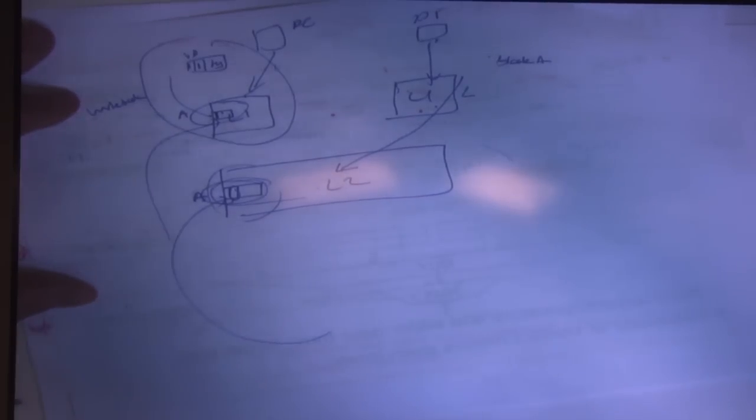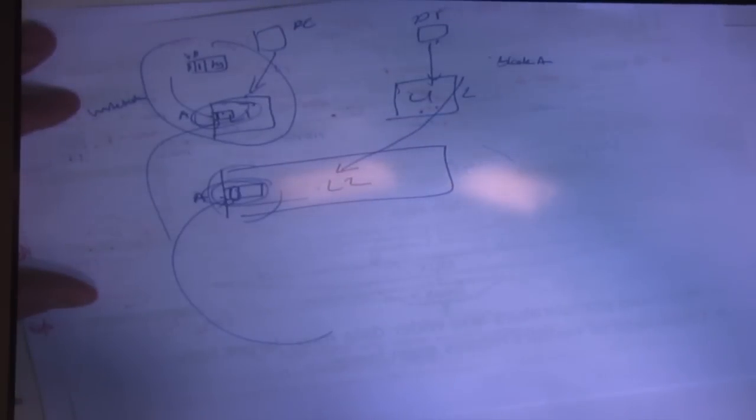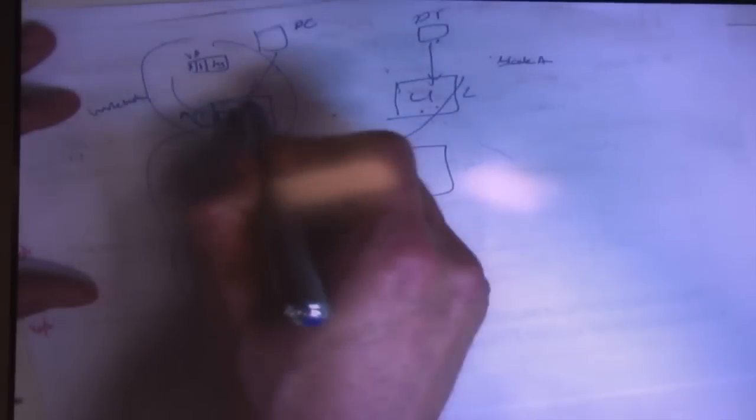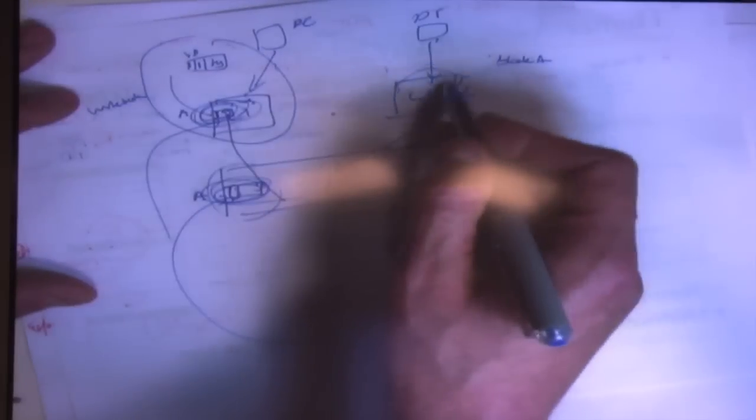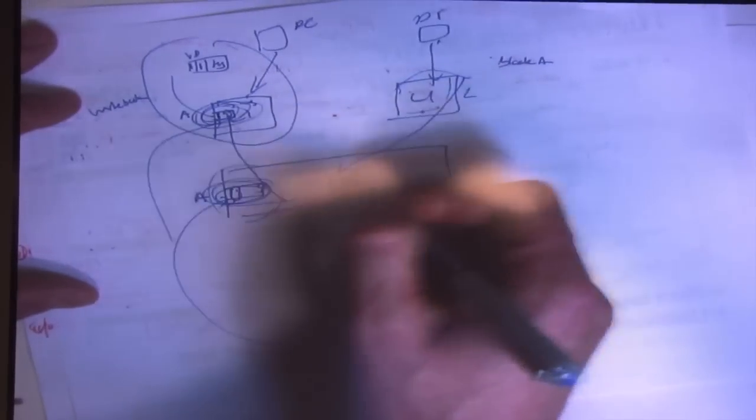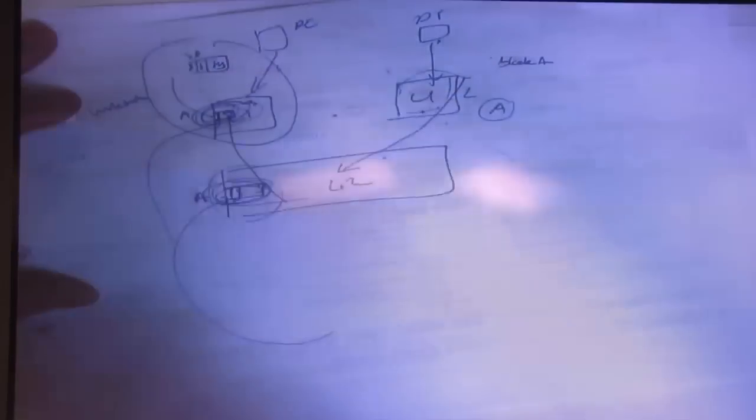You have an inconsistent copy in some cache, so you need to really supply the correct value. Whereas if this processor actually did write through, this would be up to date. These would both be the same. When this processor accessed L2 to get block A, it would get the correct value.